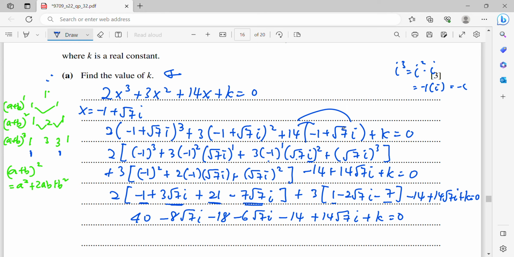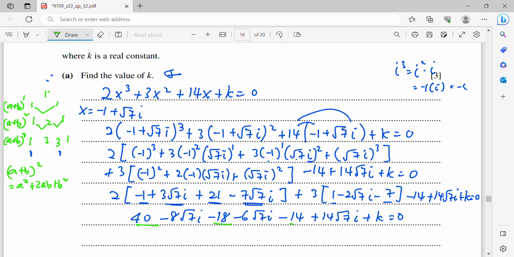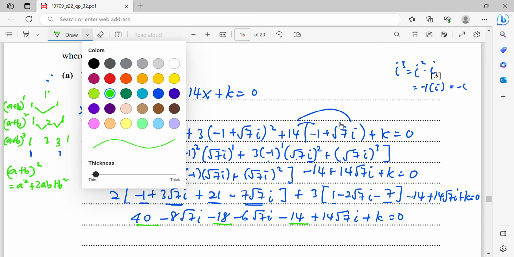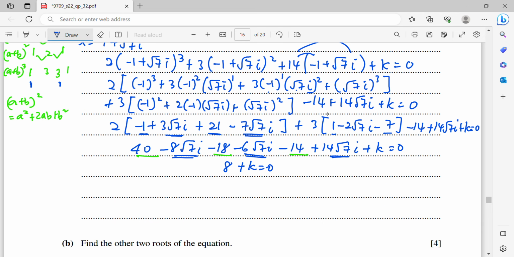Okay, now when we simplify, 40 minus 18 minus 14, it will be 8. Okay, then minus 8 square root 7i, minus 6 means it's minus 14 square root 7i, and together with this 14 you will get 0. Then just left plus k equals to 0. Hence, my k is minus 8. So that is how we solve this question.